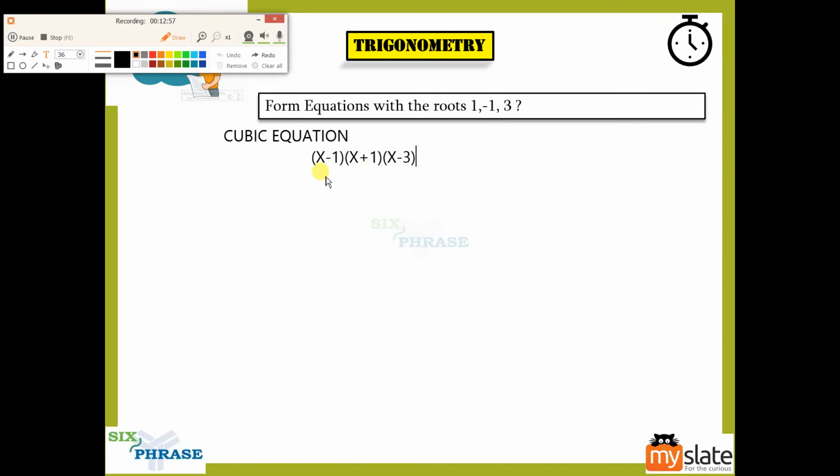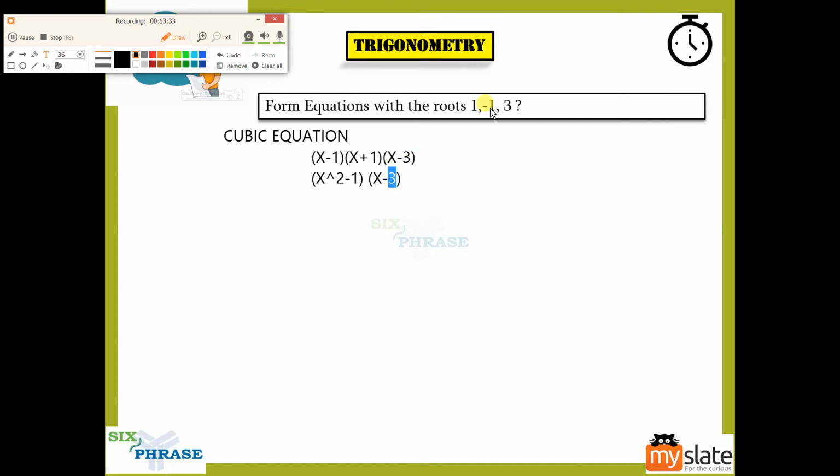So if you want to get an equation, just solve this and you will get the answer. What is x minus 1 times x plus 1? It gives you a squared minus b squared, with b as 1, so x squared minus 1, into x minus 3. So we are going to multiply these two things. If you multiply these two things, you're obviously going to get a cubic equation, right?